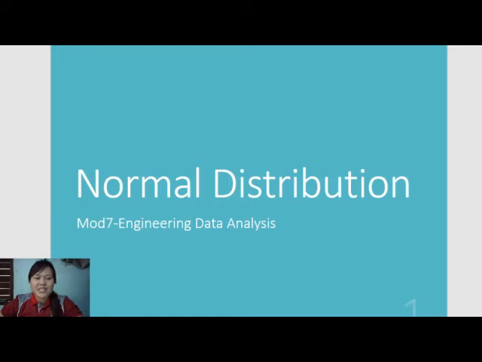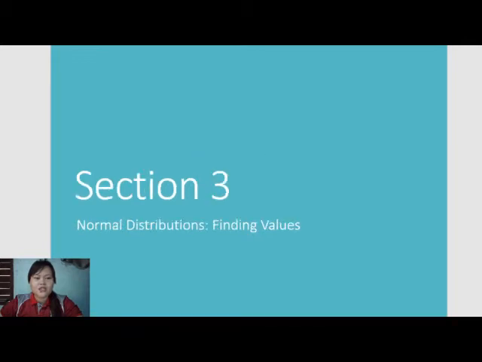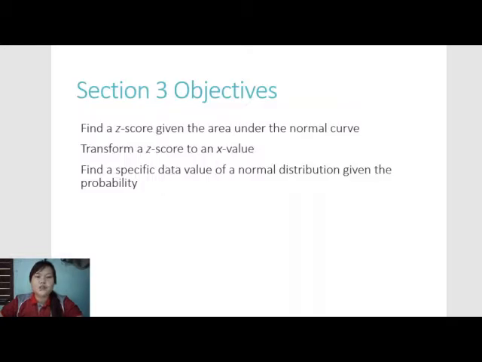This is normal distribution. So we'll start with section 3 because we are actually done with your section 1 and section 2. So section 3 is finding value. In here, we would be trying to find the z-score given the area under the normal curve. Then we will also transform z-score to x value and find specific data value for normal distribution given the probability.